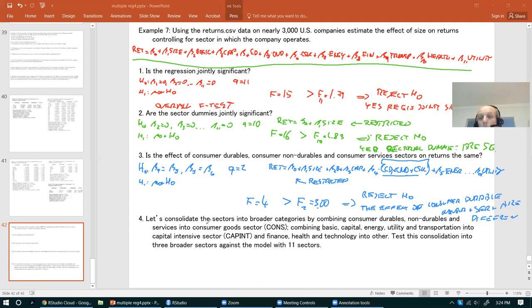Okay, let's do a little harder F test. It's going to be a version on the third F test, where we have some restrictions involving multiple coefficients. And here I ask, what if we want to consolidate these sectors a little further? What if we want to collapse those 11 different sectors into just three broader sectors? So we've already combined consumer durables, non-durables, and services into consumer goods sectors. We can also combine basic, capital, energy, utility, and transportation into capital intensive sectors. And we can then group finance, health, and technology into other. Okay, so you're going to go from 11 sectors to three sectors, and we want to know whether we can do that. We want to test the two models against each other.